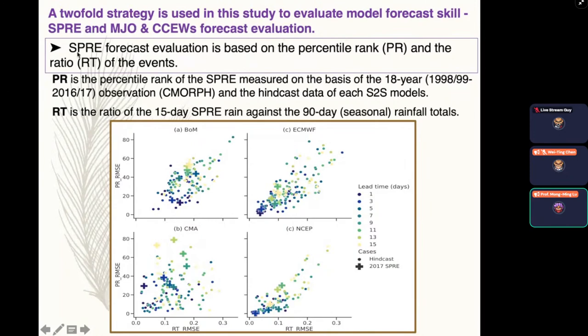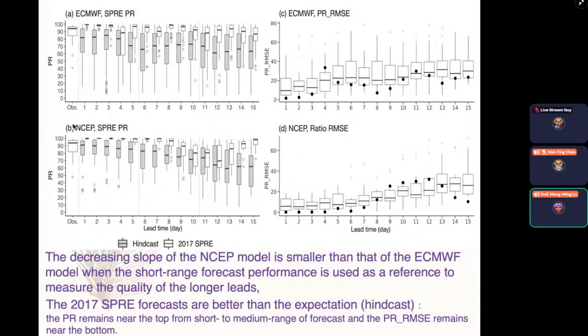We evaluate the SPRE forecast based on their rank and their ratio compared to their seasonal totals. And this is the result. Basically, the 2017 forecast is much better compared to the hindcast. The shaded part is the hindcast, the dotted part is the 2017 forecast, and the boxes are for the hindcast. This is the root mean square error, and you can see that the 2017 case is for most of the time at the bottom compared to the hindcast results.